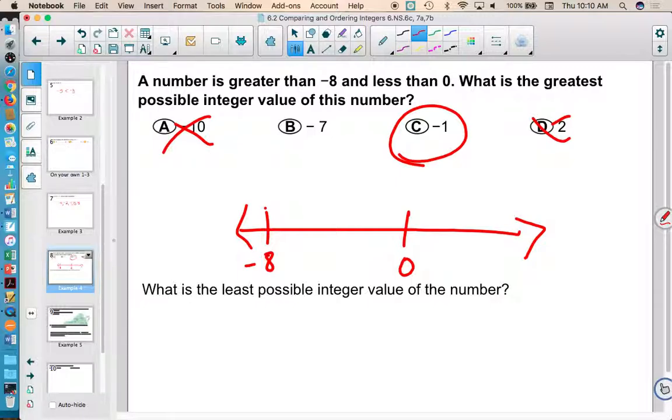-1. Good job. What is the least possible integer value of the number? So what's the lowest number that would make that a true statement? Talon? -7. Good job. Everybody sees that? Moving right along.